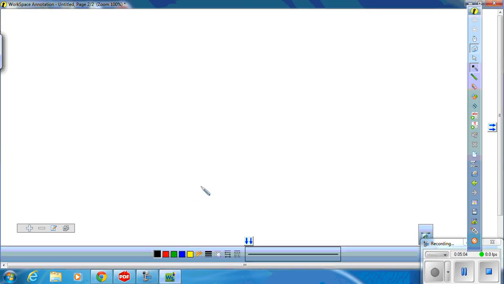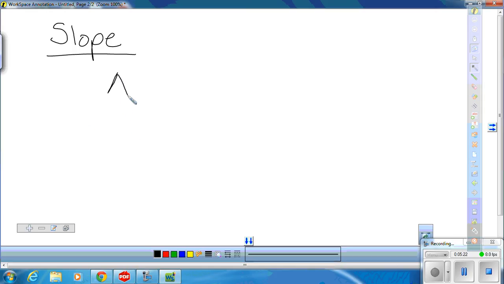Something else that I want to talk about with slope is a little more about application. What is slope? We said it was rise over run. When you look at the formula, we're subtracting the y's and we're subtracting the x's. In science, we have a way of showing that with a delta. I know it looks like a little triangle, but it is actually a Greek letter, delta. Delta y and delta x.